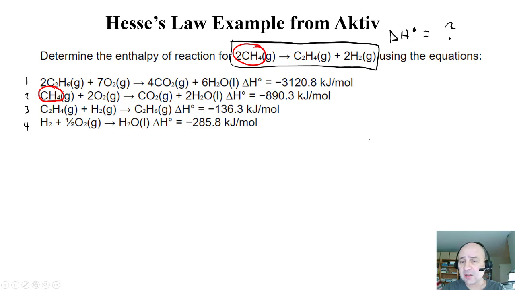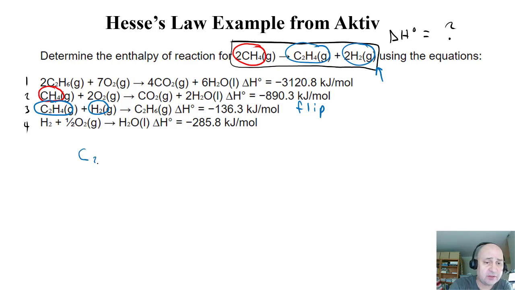Which is the case for the products here. So I'm going to circle in blue the two products, the C2H4 and H2. So C2H4 in reaction number 3 is on the reactant side, but we don't want it on the reactant side because the reaction we're after has them as products. So we're going to have to flip this reaction. I'm going to go ahead and do that. What I mean by flipping is you reverse it. You basically write it backwards.